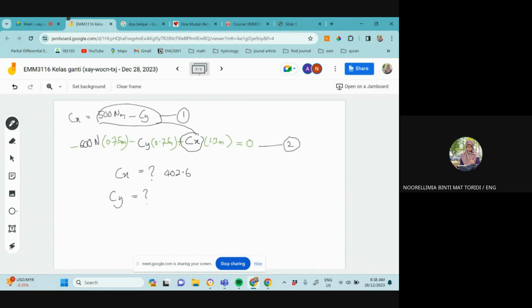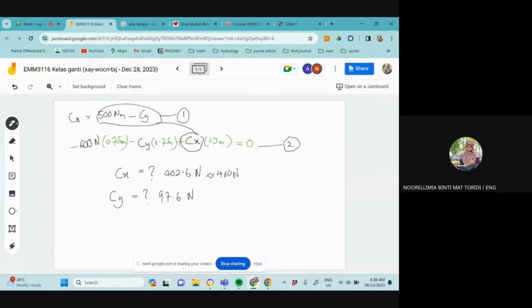402.6. Okay, nanti find out yang dapat 500 tadi tu. Find out why you got. 402.44, pun boleh. Okay. As long as you got 400 something lah. Almost 400 pun is quite considered okay. So Cy dapat berapa? 97.56. Okay, so either 56 or just, okay, macam ni lah.